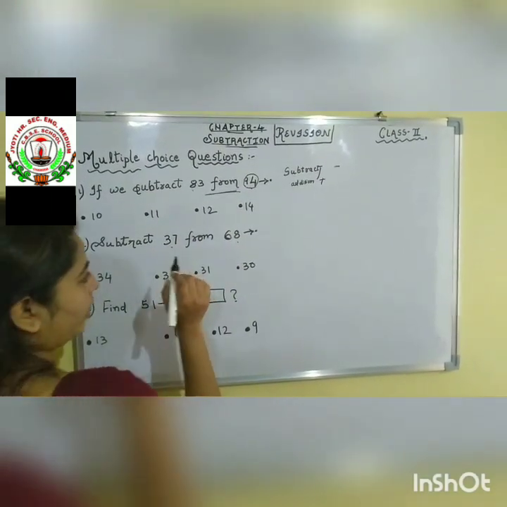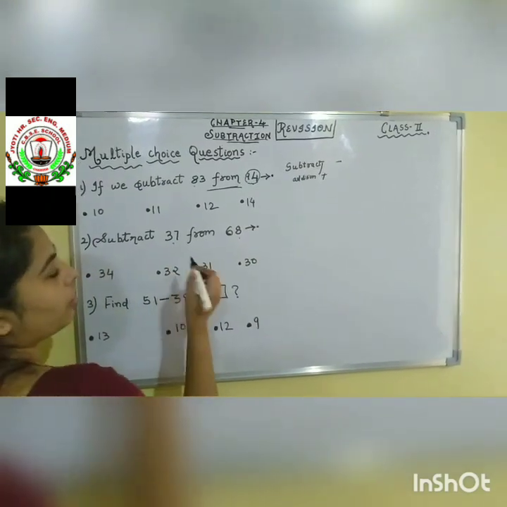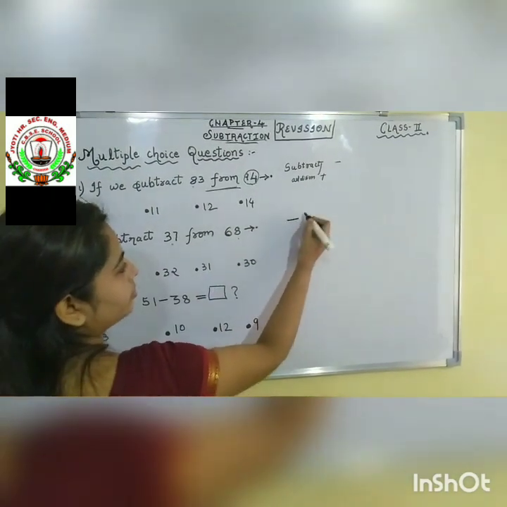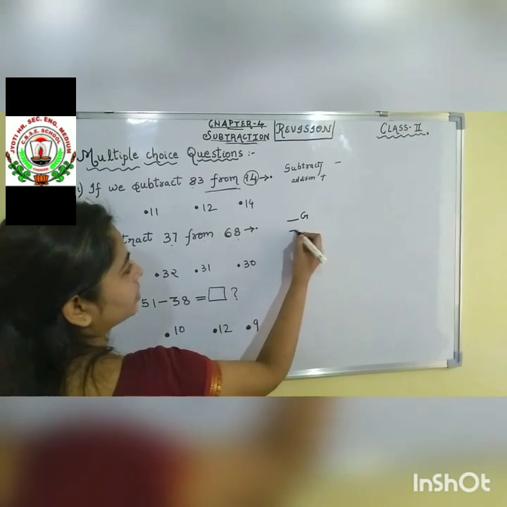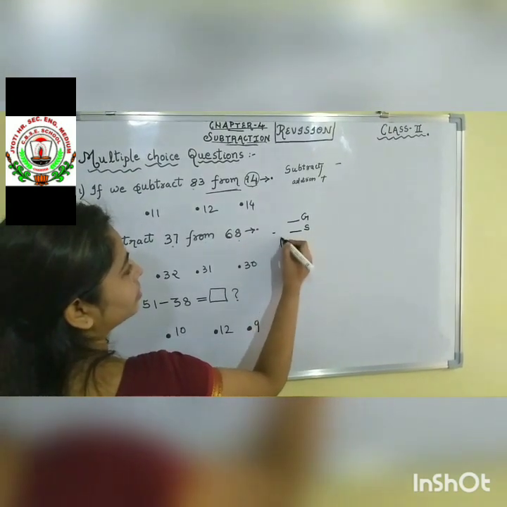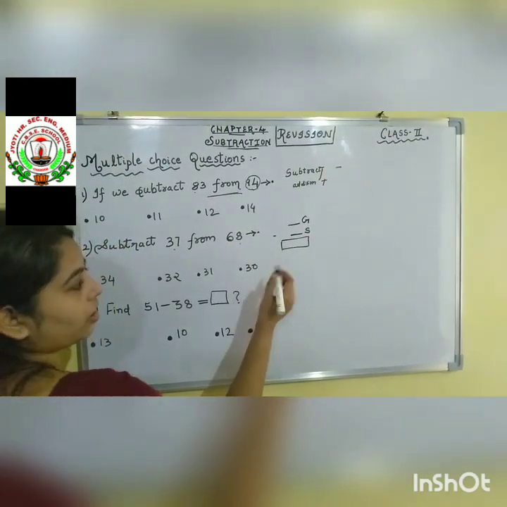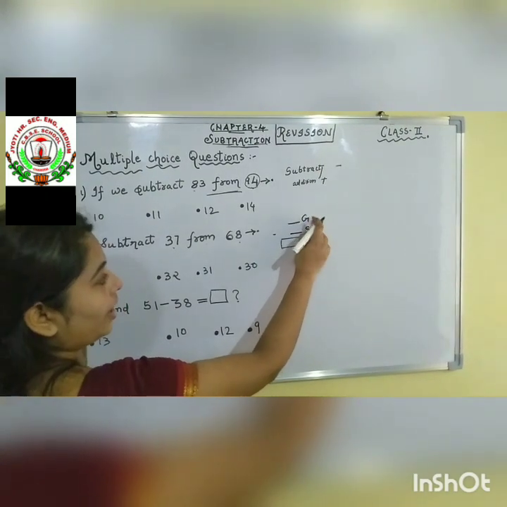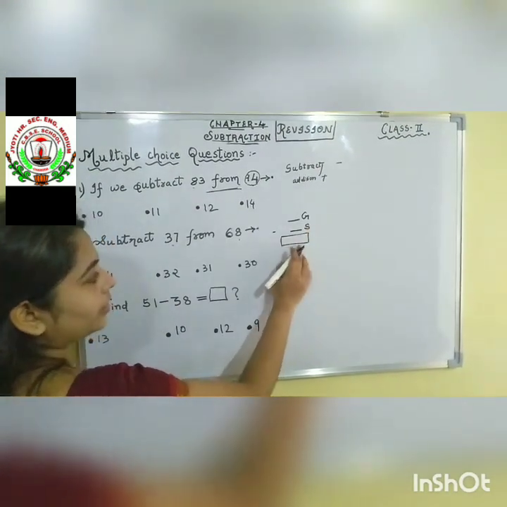Okay. And one more thing you have to see, always write the greater number above and the smaller number below, and then do the subtraction. Clear? Always write the greater number and then write down the smaller number and then do the subtraction.